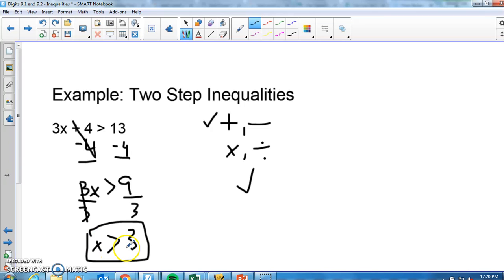Now, when I check my work, I'm not going to use 3 because I've got to use a number greater than 3. So a number greater than 3 could be like 5. So if I substitute a 5 here, 3 times 5 we know is 15. Is 15 plus 4 greater than 13? 15 plus 4 is 19. So 19 is greater than 13. So that proves to us that x is any value greater than 3.